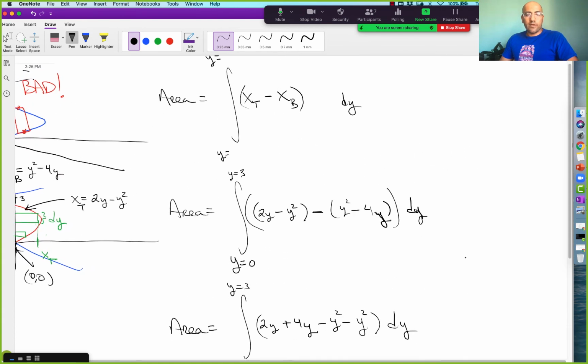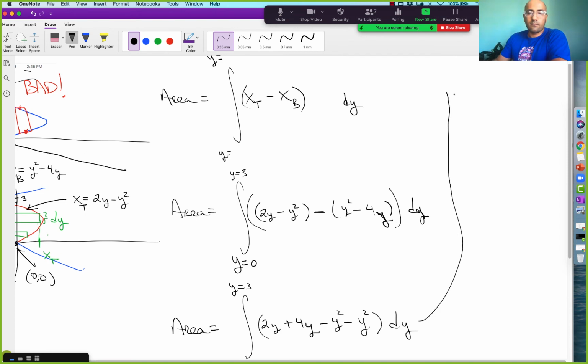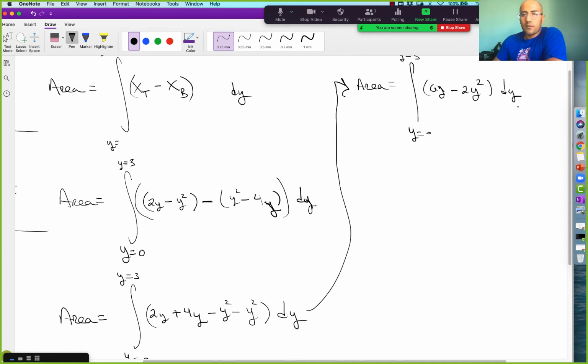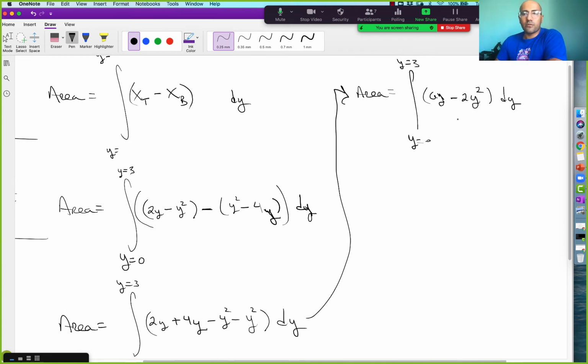So let's move that over here. The area will be equal to the integral as y goes from 0 to 3 of 6y minus 2y squared dy. And that's a really easy integral.